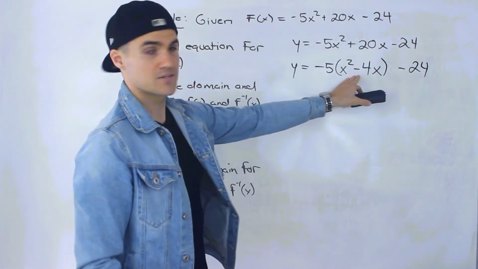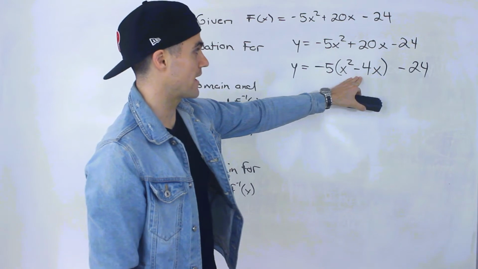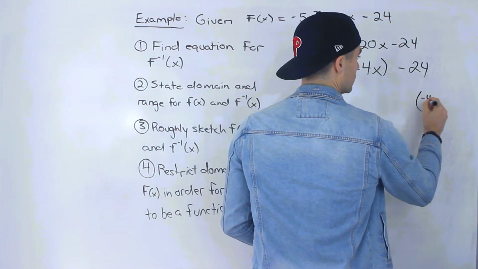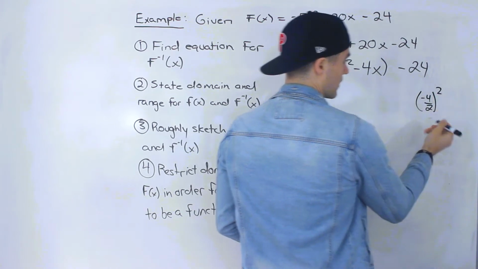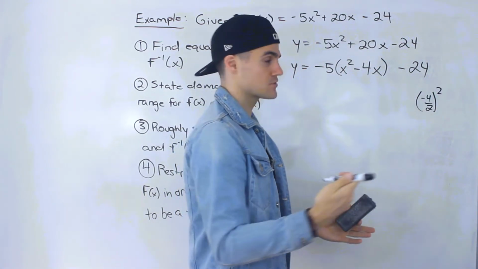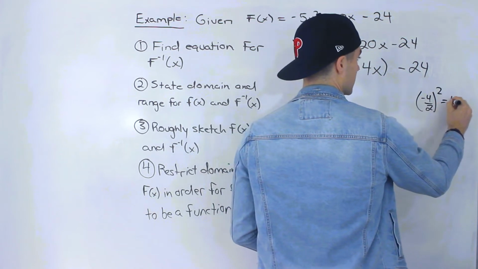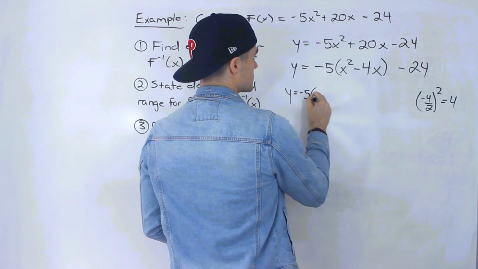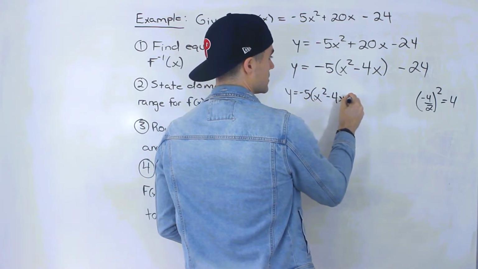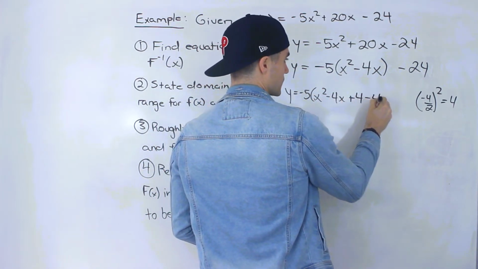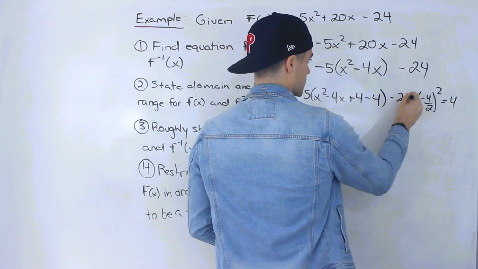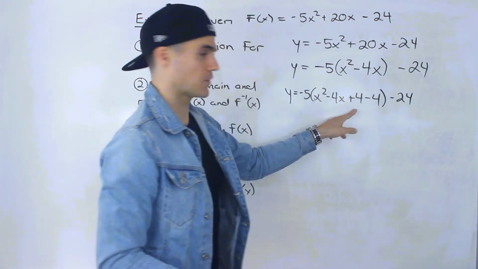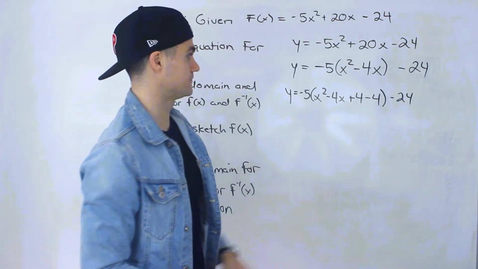And now what we do is we take this negative 4 here inside the bracket. We don't take the 20, we take the negative 4. We divide it by 2, and then we square it. So negative 4 divided by 2 is negative 2, to the power of 2 gives us 4. So we go x squared minus 4x plus 4 minus 4, and then we have the minus 24 on the outside. So this plus 4 minus 4, it's like we're adding 0 there. Those net out to 0.